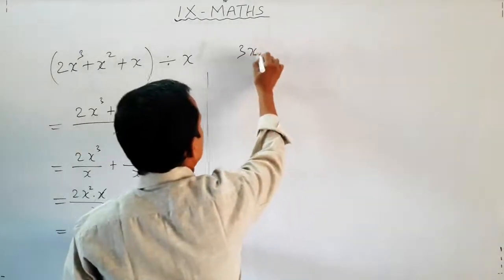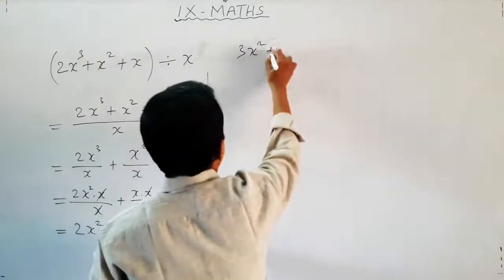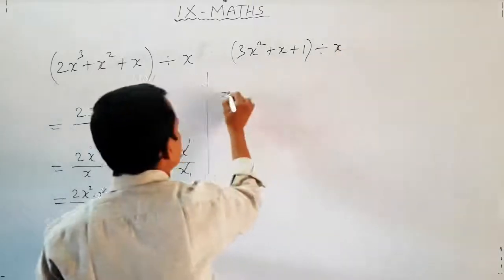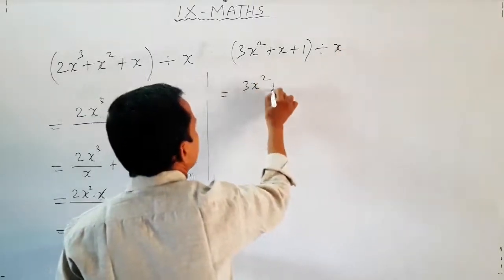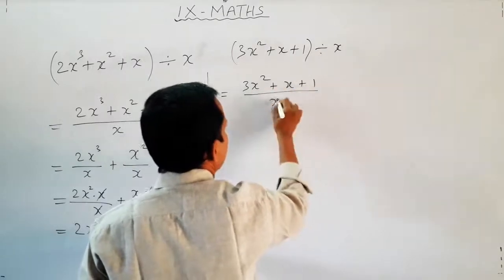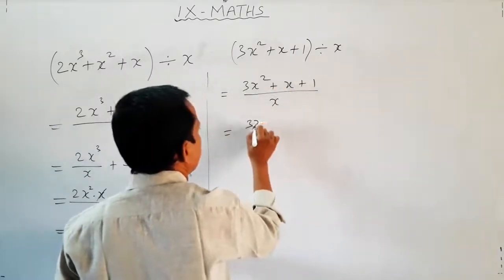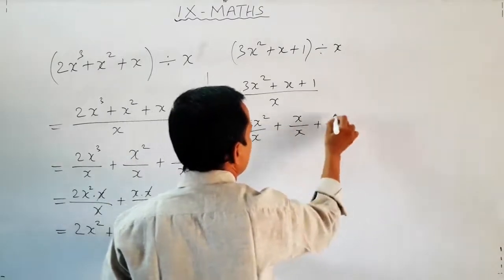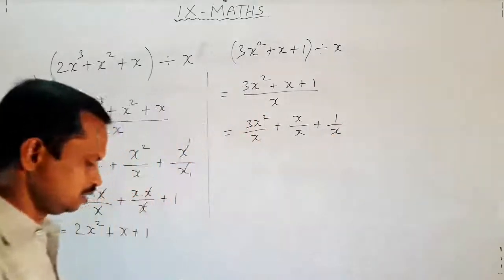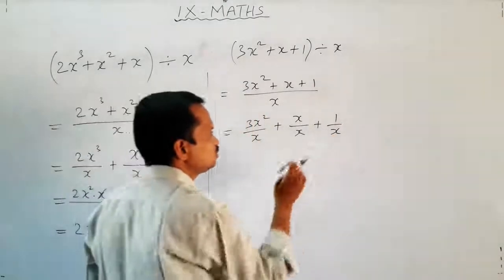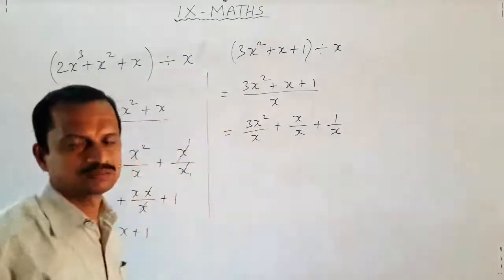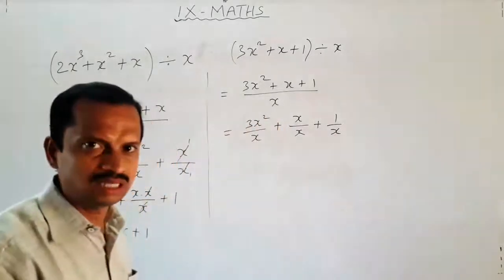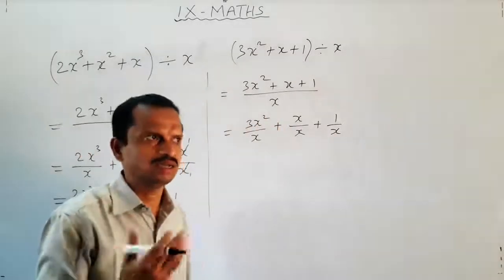We take 3x square plus x plus 1 and divide by a polynomial x. What happens? 3x square plus x plus 1 whole divided by x. So we get 3x square by x plus x by x plus 1 by x. You see, when we do like this, the last one is 1 by x. So 1 by x is not a polynomial because the variable is in the denominator. We cannot get another polynomial.